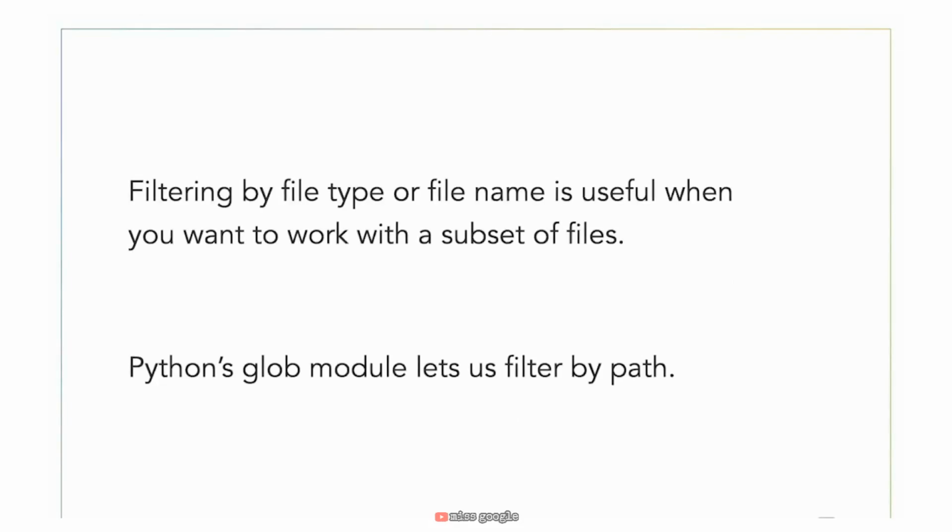This data can help you learn more about the files you're working with and eventually manipulate saved data programmatically. Filtering by file type or file name can become very useful when you want to work on a subset of files in a directory or on a drive. There are a variety of ways to do this in Python, but I find the simplest way is with the glob module. With Python's built-in glob module, we can filter for specific paths in a file system.